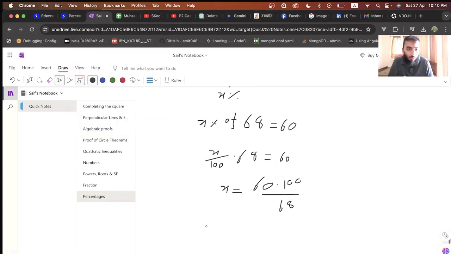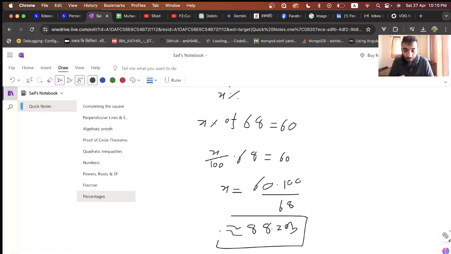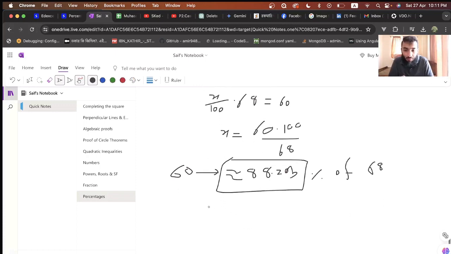So it's around 88.23%. So this is the resultant. This is what? Basically 60. 60 is what? 88.23% of 68. So what is the percentage decrease?